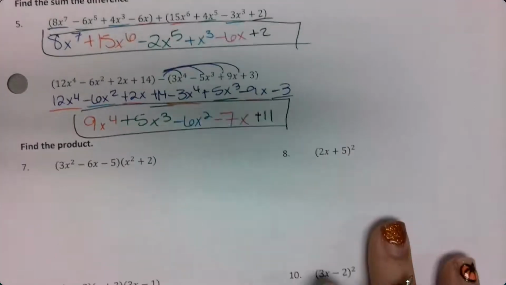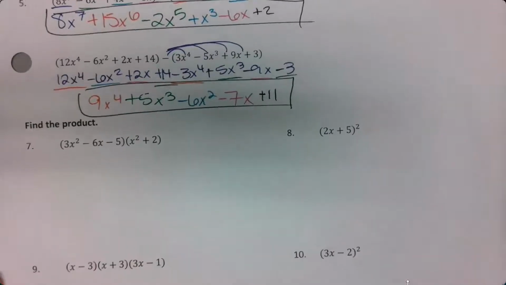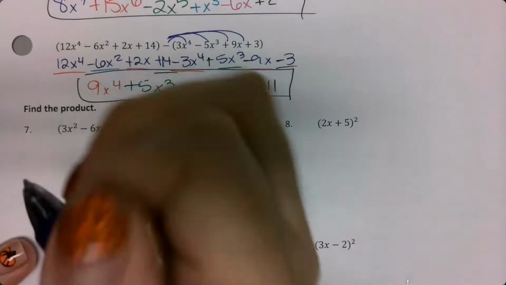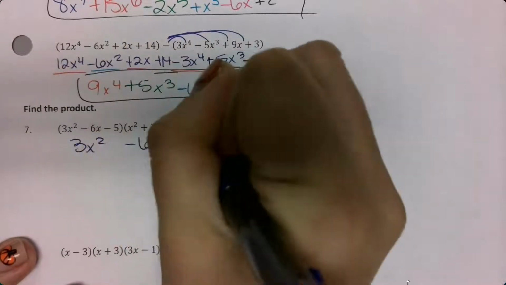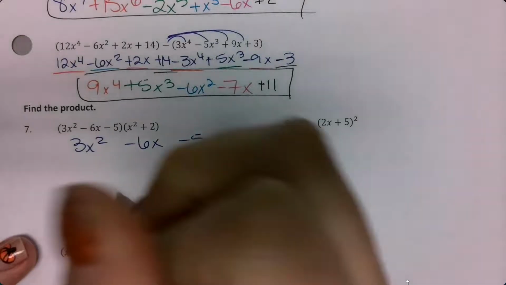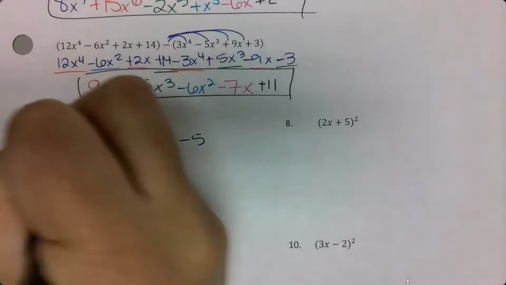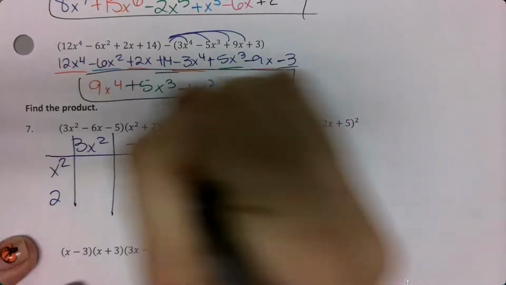Okay, numbers 7 through 10 want me to find the product, so I'm going to multiply. I can either FOIL or I can use the box method. For the first one, I'm going to show you using the box method. So I have 3x squared minus 6x minus 5. I write each of those as a column, and I keep the sign for each of those. Then I have x squared and 2. If it's positive, I don't have to write it. If it's negative, I write the sign.